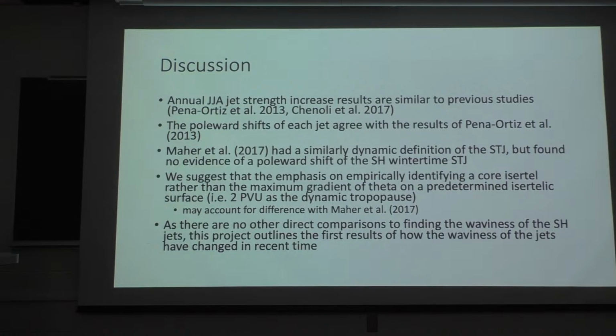We suggest that the emphasis on empirically identifying a core isotach, rather than the maximum gradient of theta on a predetermined isentropic surface, i.e. 2 PVU as a dynamic tropopause, may account for the difference from the Maher study. As there are no other direct comparisons with the way that we found jets defining waviness of the Southern Hemisphere jets, this project outlines the first results of how the waviness of jets has changed in recent times.